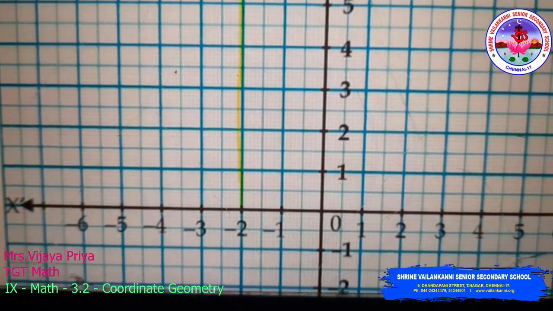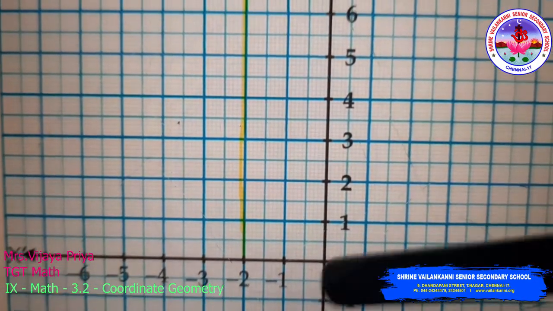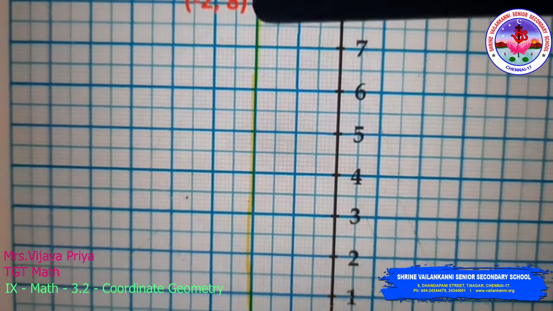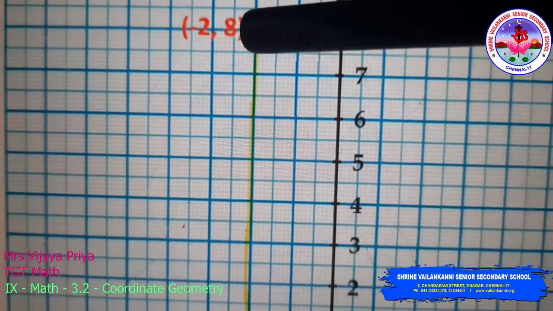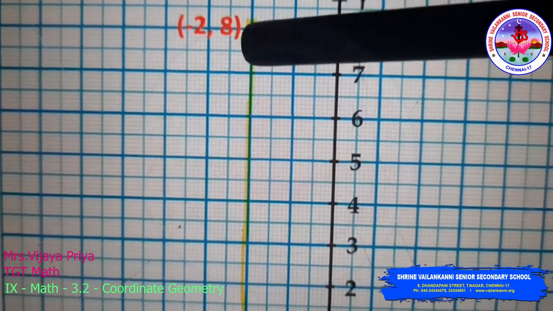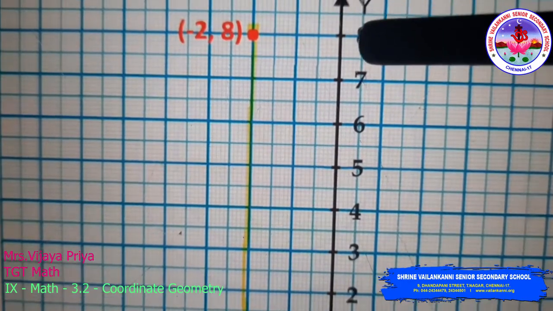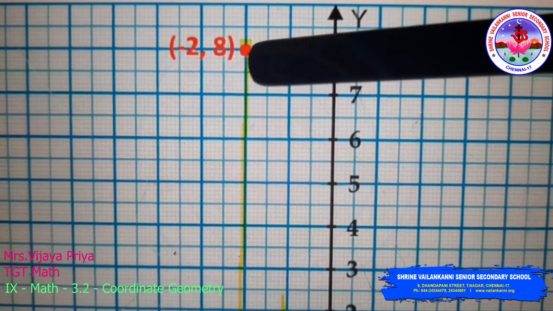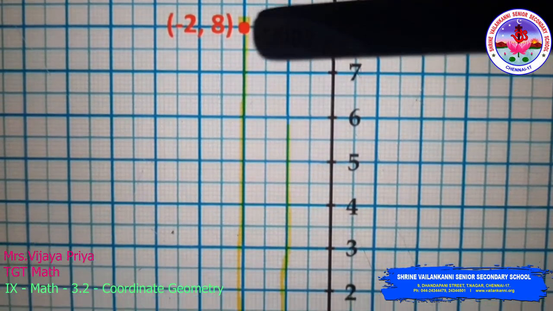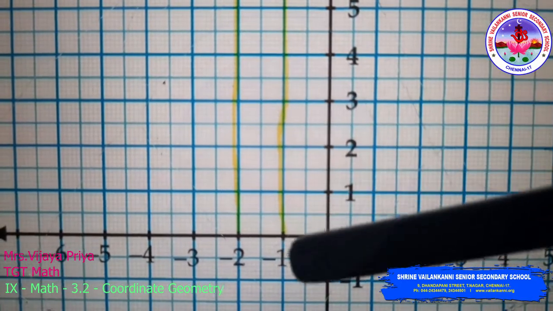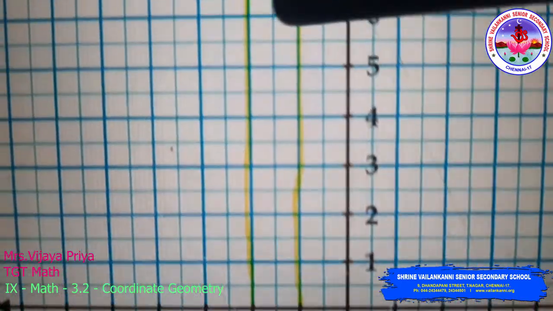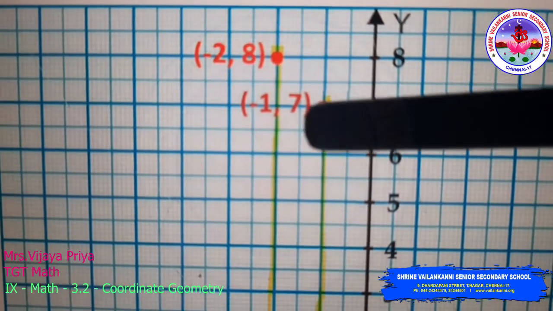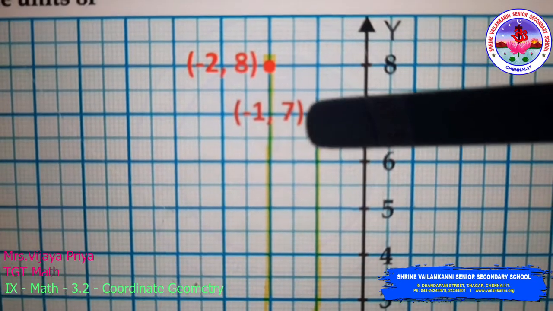So going to the negative of the x-axis, -2 here. So -2, go straight and just y is equal to 8. The intersection of -2 and 8 lies at this point, where my y value will be 8 and the x value will be -2. So the meeting point is (-2, 8). Now going to the next point, (-1, 7), x is -1, going upwards, stopping at y equal to 7. So the intersection point here is (-1, 7).